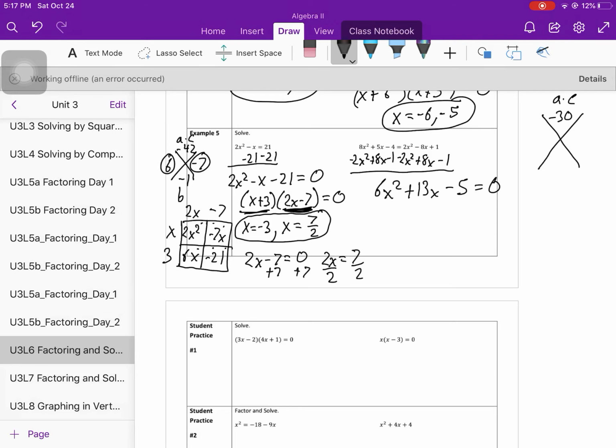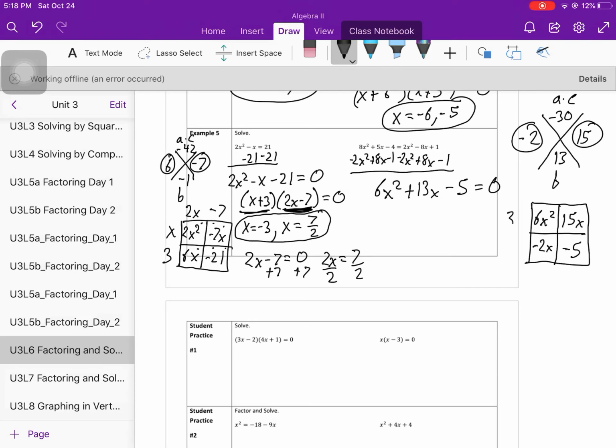So it would be 6 times negative 5, which would be negative 30. And then our b value is 13. So factors of negative 30 that have a difference of 13. Well, that'd be 2 and 15. But since it's a positive 13, that means it's a negative 2. So then we get our box here. So the first one is 6x squared. Last one is negative 5. The sides are negative 2x and 15x, which we get from up here.